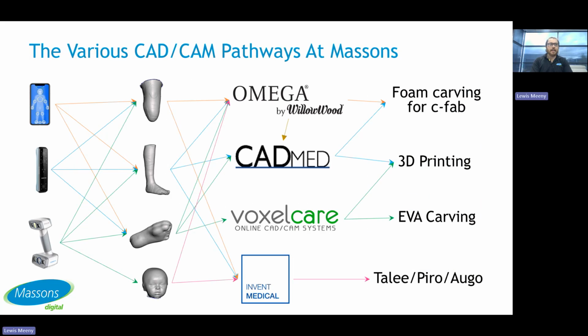This is a slide that we've used in a couple of the webinars, but it is just to give you an idea of the various CAD/CAM pathways at Massons. Depending on your input and your type of shape, we've got so many different ways of achieving your goals, a lot of different software options, and a lot of different fabrication options. Essentially, whatever it is that you want to fabricate, or however you want to engage in a CAD/CAM pathway, at Massons we have a lot of experience working around this for all kinds of different scenarios. So we're always open here to answer your questions and help you with this kind of workflow.